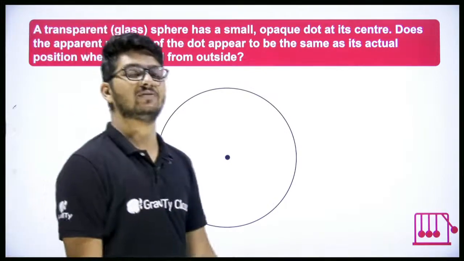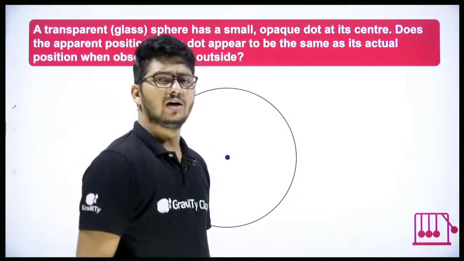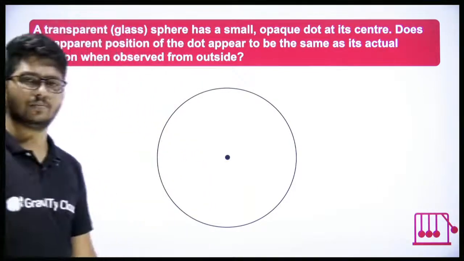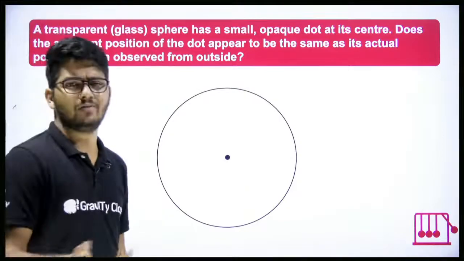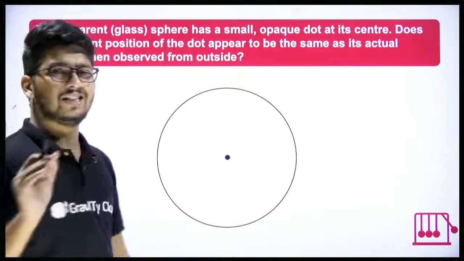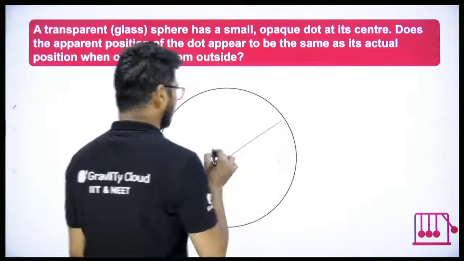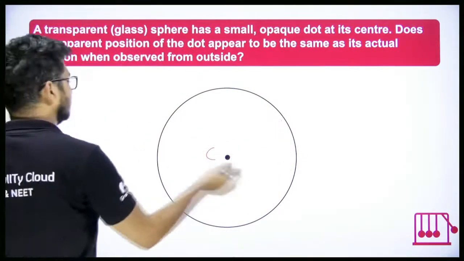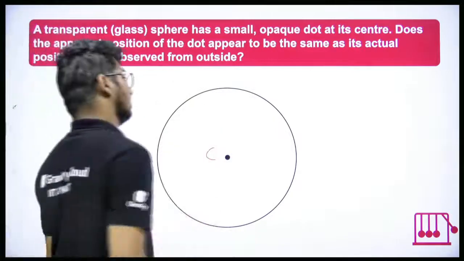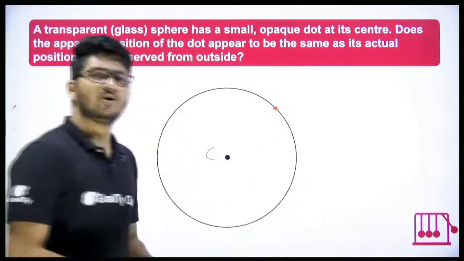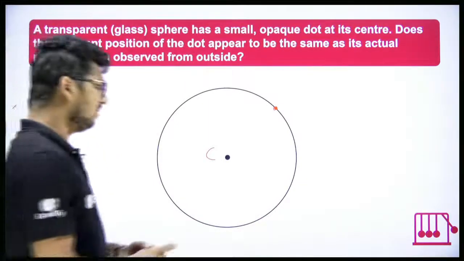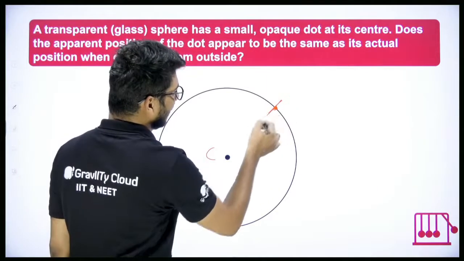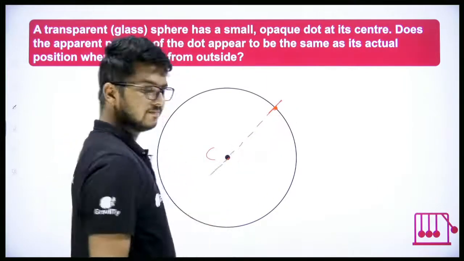Let's look at how the refraction will take place. You can obviously use the formula also, mu2 by v minus mu1 by u is equal to mu2 minus mu1 by r. You'll get the answer that way too. But first, just look at the diagram. If I draw rays from here, this is at the center. And one more interesting point: at any point on the spherical surface, if I want to draw the normal, how will the normal be? The normal will be a line that passes through the center at any point.